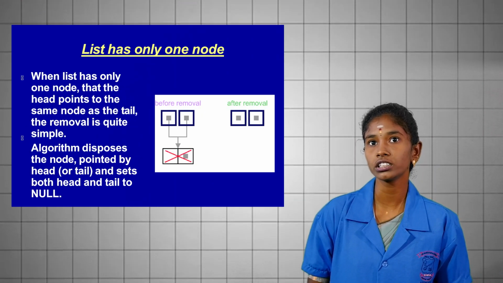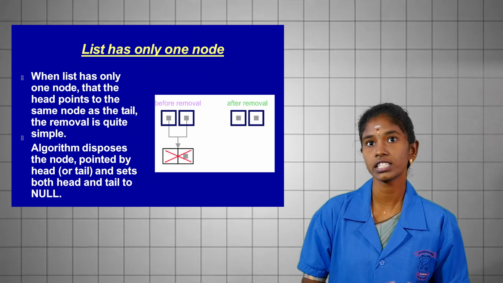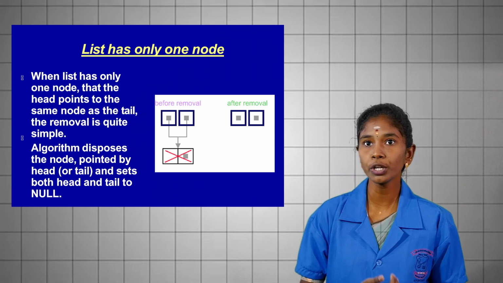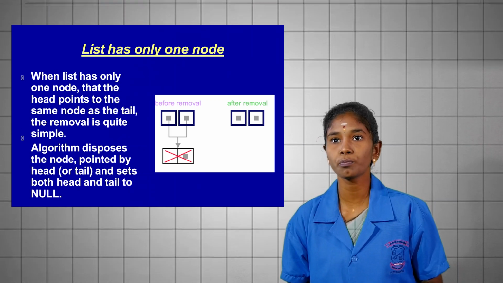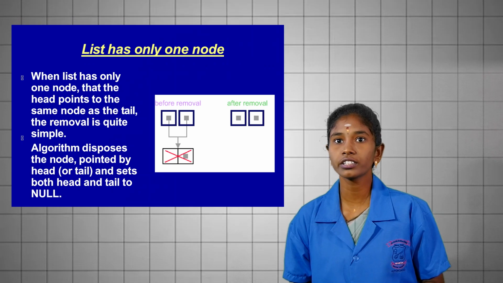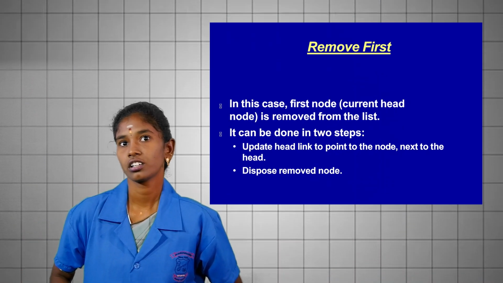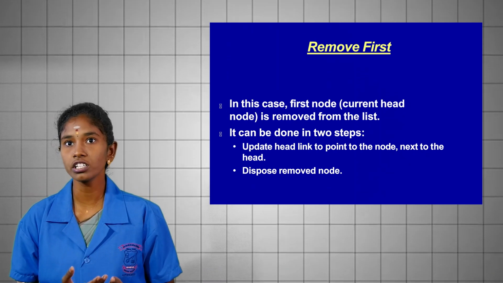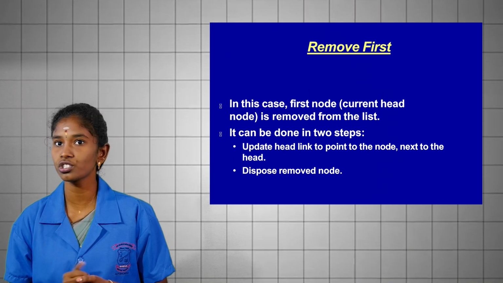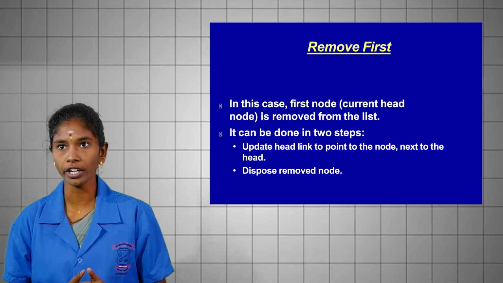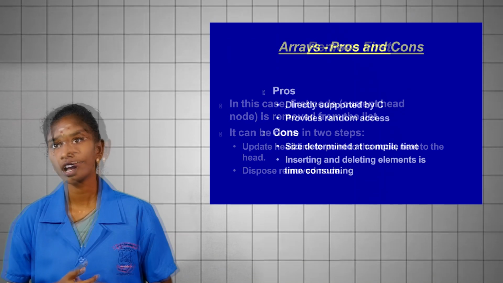List has only one node. When the list has only one node, so that head points to the same node as the tail, the removal is quite simple. The algorithm disposes the node pointed to by head and sets both head and tail to null. Remove first: in this case, the first node is removed from the list. It can be done in two steps. Update the head link to point to the next node after the head. Dispose the removed head.